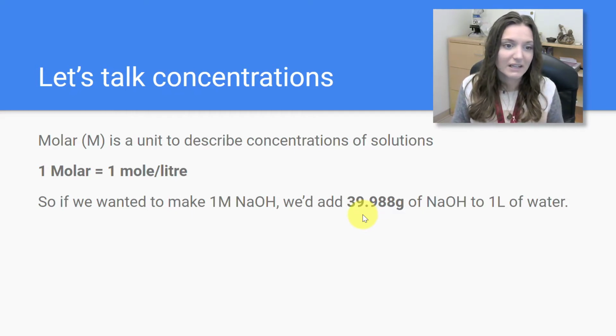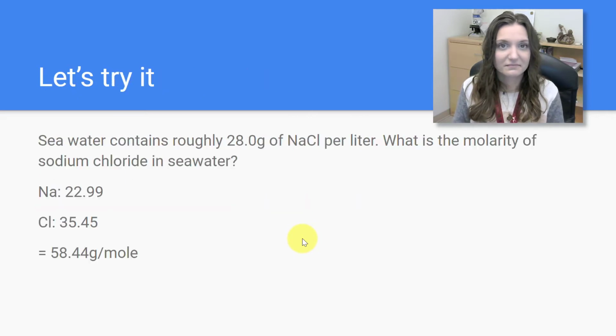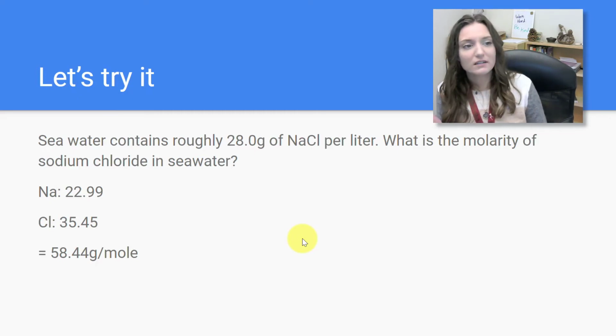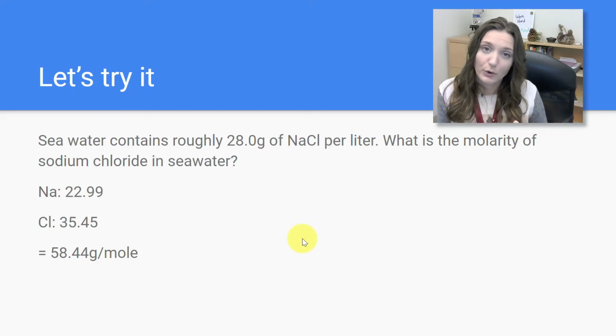Pretty cool. Okay, so molar is concentration. A mole is a measure of the number of particles. So let's try it. Okay, here's an example. Seawater contains roughly 28 grams of sodium chloride per liter. Okay, what is the molarity of sodium chloride in seawater then?